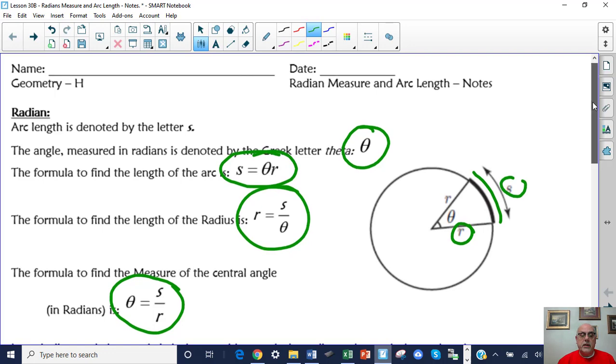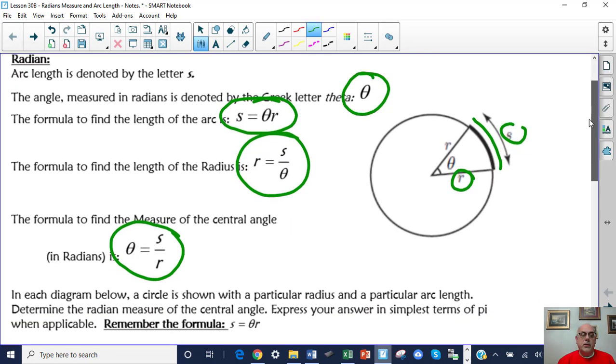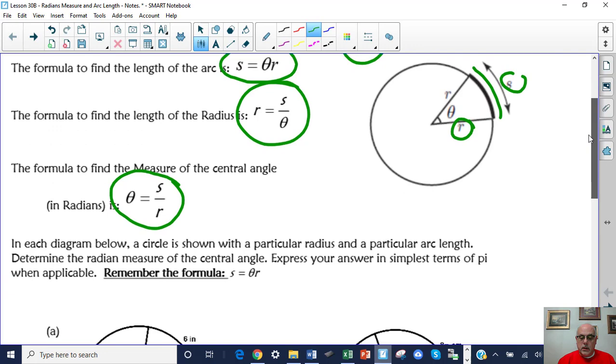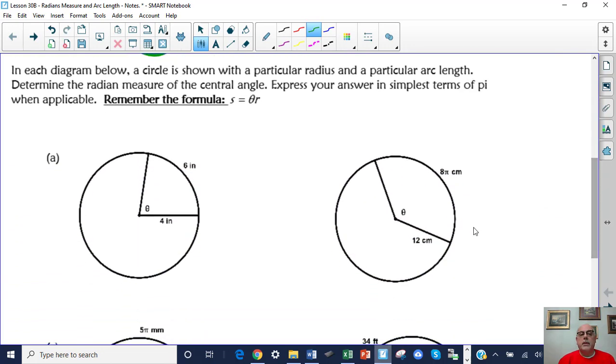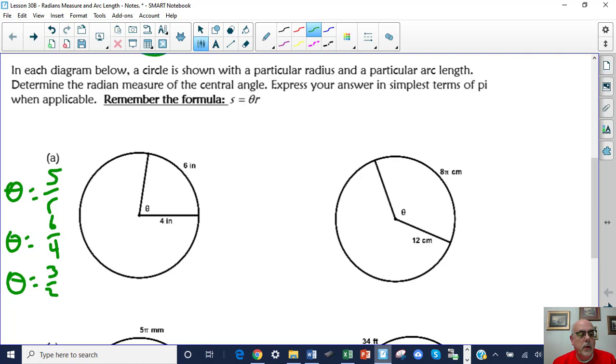So the examples I have here are all going to be using theta is equal to S over R, okay? So in each diagram below, particular radius, particular arc length, what's the radian measure of the angle, okay? So theta is equal to S over R. So theta is equal to 6 over 4. We have to reduce the fraction, which is 3 over 2, or 1.5 radians.